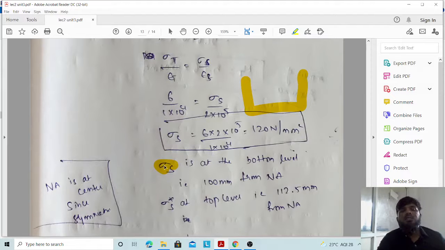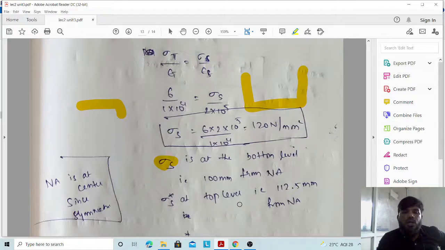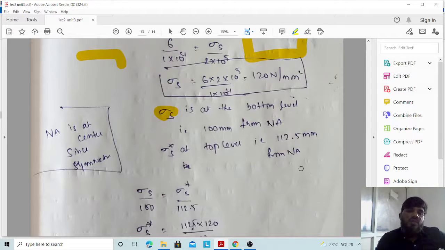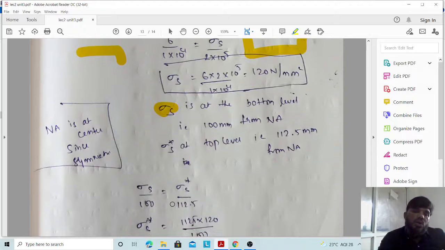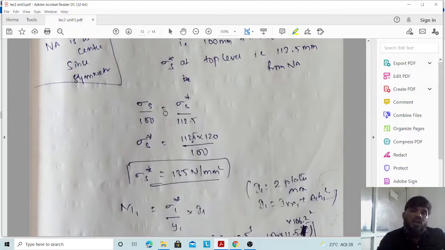This is with respect to the relationship between sigma S and sigma T, which you have got as the value at the top surface of the flange. Clear? So at the top surface you will get it as 112.5 from the neutral axis. How you are going to get sigma S star is nothing but you calculate: sigma S by 100 equals sigma S star by 112.5, and you will get the value of sigma S star, which is around 135 Newton per mm square.